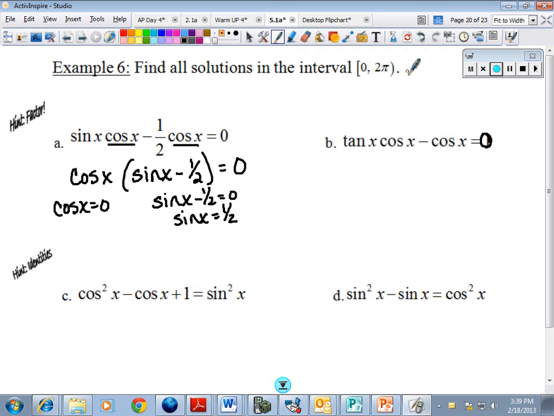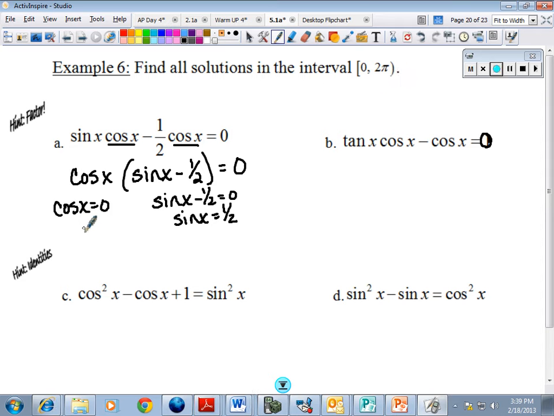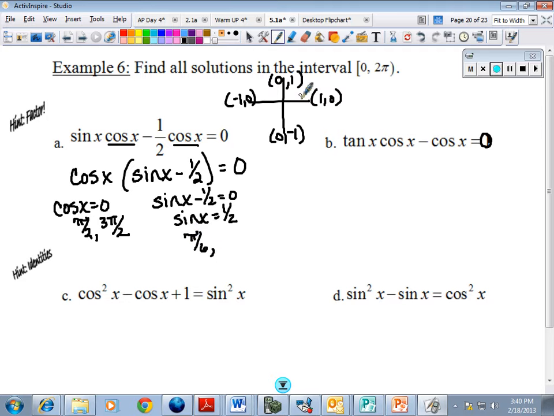So the question is, where on my circle from 0 to 2 pi is cosine equal to 0? Well, cosine is 0 at pi over 2 and 3 pi over 2. And then sine is equal to a half. Sine is a half at pi over 6, but it's also equal to a half in the second quadrant. Sine is positive. All students take calculus in the second quadrant. The pi over 6 angle in the second quadrant is 5 pi over 6.